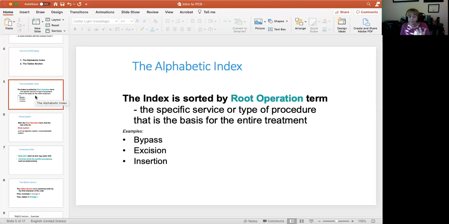Yes, it's equipment. Okay, so do we have in the imaging, let me just look. I want to see whether fluoroscopy is a root operation term in imaging. Are you in the appendix? I'm not. I'm in the imaging chapter in the tables of PCS.